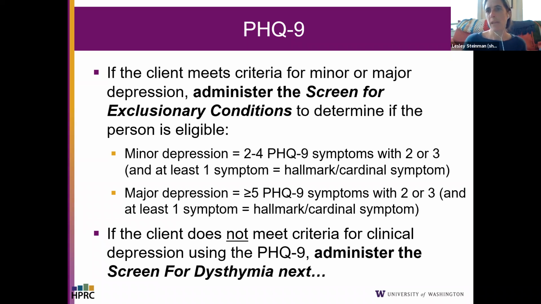We started doing it with minor depression and major depression because the model initially was just for people with minor depression. So we needed to check that. And then if they don't meet criteria using the PHQ-9, that's when you're going to do that other screening for dysthymia.